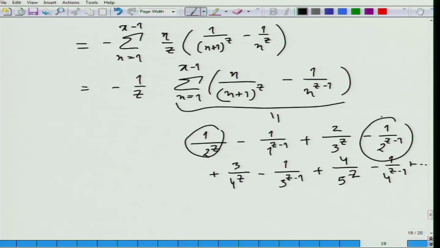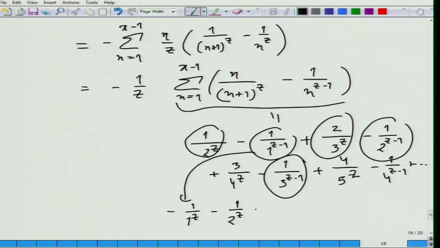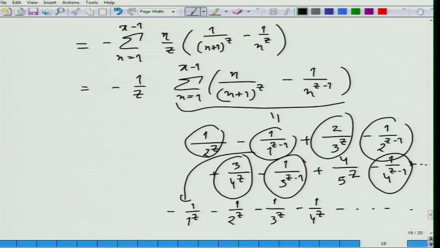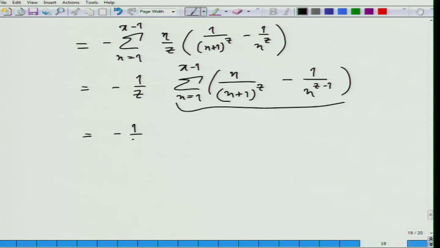Now look at this and this. This gives you 1 by 1 to the power z minus, of course. What do these two give you? What about these two? What about this? Okay, which is exactly what you want, except that at the end, the last one, this guy, will survive. So what I get is minus 1 by z, and then here the minus can go away because that will make all the rest of it positive.